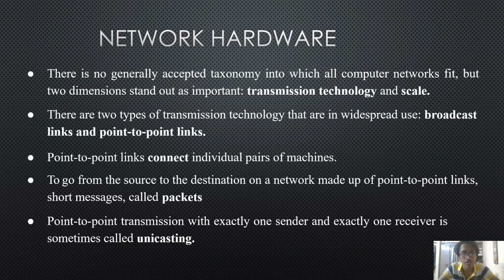There is no generally accepted taxonomy into which all computer networks fit, but two dimensions stand out as important: transmission technology and scale. There are two types of transmission technology in widespread use: broadcast links and point-to-point links. Point-to-point links connect individual pairs of machines. To go from source to destination on a network made up of point-to-point links, short messages called packets are sent. Point-to-point transmission with exactly one sender and exactly one receiver is sometimes called unicasting.